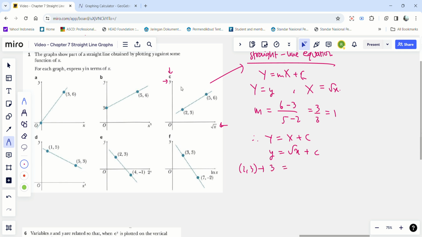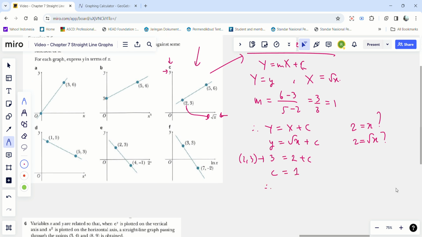Now the tricky part is this, the question for you to answer: is the 2 representing the square root of x, or is the 2 representing the x? 2 equals x, or 2 equals square root of x? That's a really important question. How do we know? We go back to the graph. The 2 is related to the square root of x, not the x. It's a common mistake that some people still make. So here, it's not the square root of 2, but instead it's 3 = 2 + c, which will give you c equals 1. Therefore, you get the equation y equals square root of x plus 1.